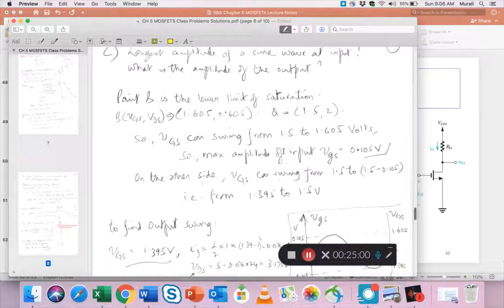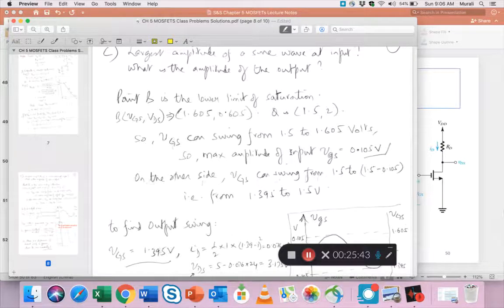So the VGS can swing from 1.5 to 1.605, right? You take these coordinates, the first x coordinates. So 1.5 to 1.605, the maximum amplitude is, you take the difference of these, it's 0.105. On the other side, it can swing symmetrically. So 1.5 to this value, 1.395, and see how I calculated the lower limit, right? So bottom line, the swing is from 1.395 to 1.605, with 1.5 being exactly in the middle, which is the Q point.